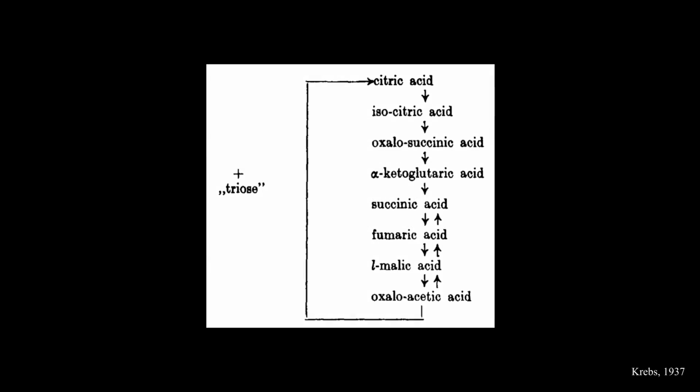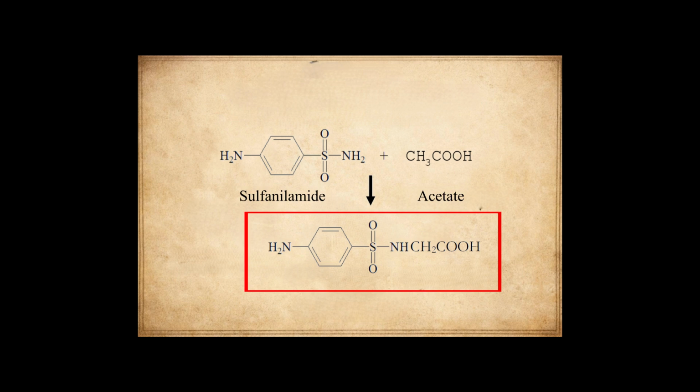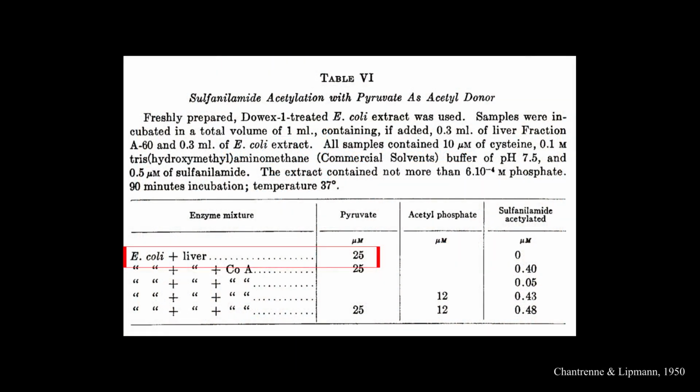Chantrin and Lippmann, for their part, next investigated whether pyruvate, the end product of glycolysis, could act as an acetyl donor in the formation of citric acid, and therefore be the missing triose in the citric acid cycle. And here, the authors made use of sulfanilamide as an acetate trap, which means that if acetate is liberated in a reaction, it'll irreversibly bind to sulfanilamide, which can then be purified, and the amount of bound acetate can be quantified. And as we can see, when liver and bacterial extracts along with pyruvate were incubated together, no sulfanilamide was acetylated, but there was when CoA was added to the mix.